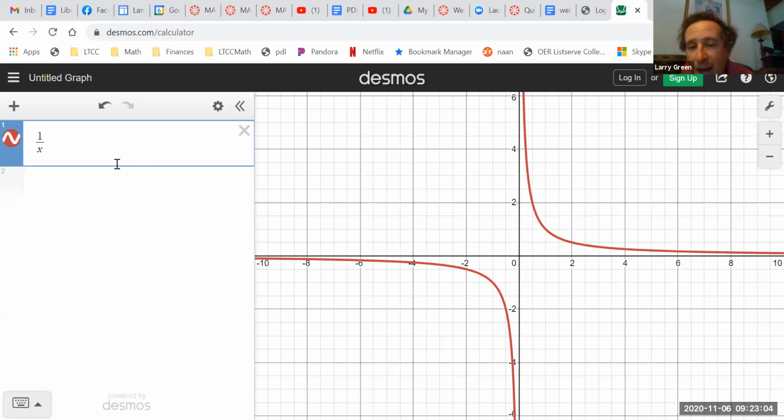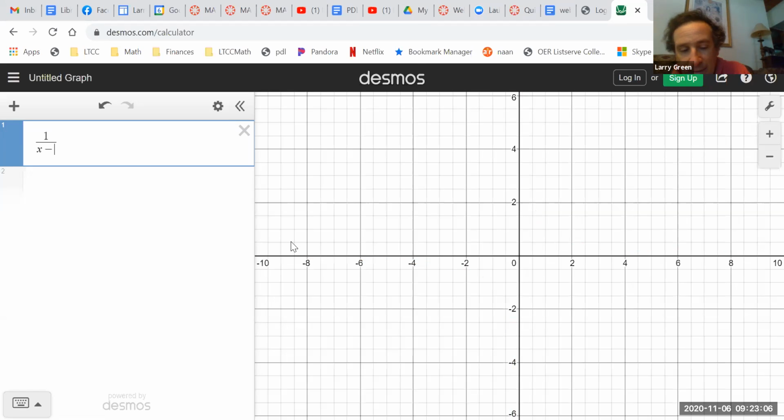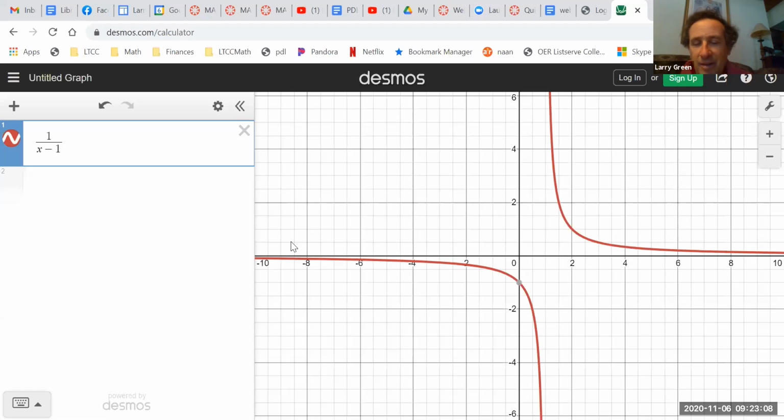They don't have to happen at 0. They can say happen at 1. So there's an example of a vertical asymptote that happens at 1 over x minus 1. And when you get close to 1, you go off to infinity or negative infinity. Any questions on this idea of vertical asymptotes?